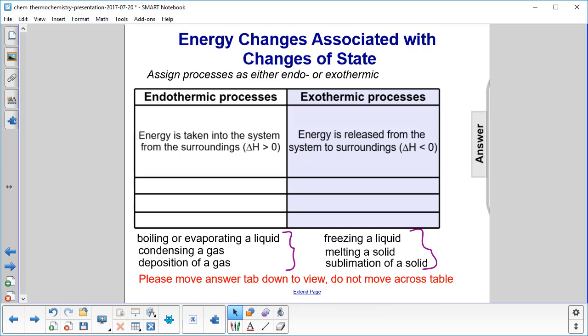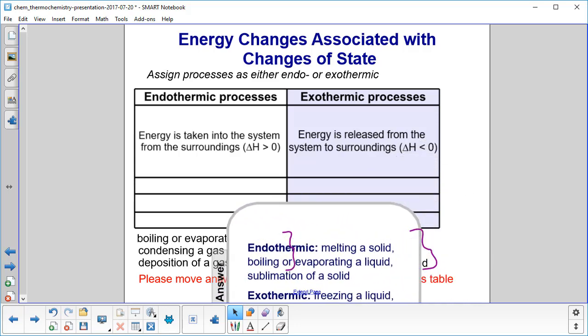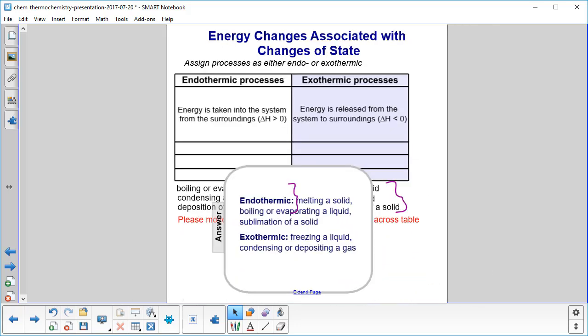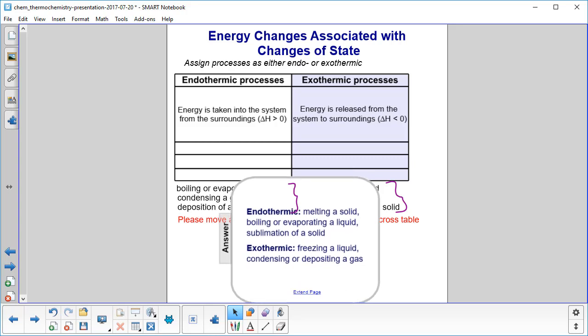Okay, let's pull out the answer tab here. And we're going to come down here so we can check your answers. So hopefully for the endothermic, you put melting a solid, boiling or evaporating a liquid, and then sublimation of a solid. Then exothermic would of course be what's left over, freezing a liquid and condensing or depositing a gas.